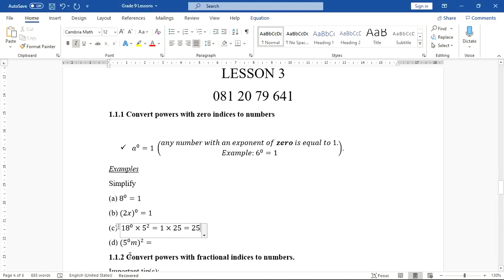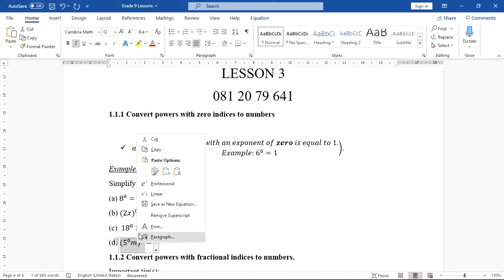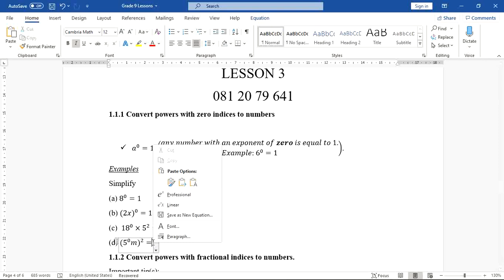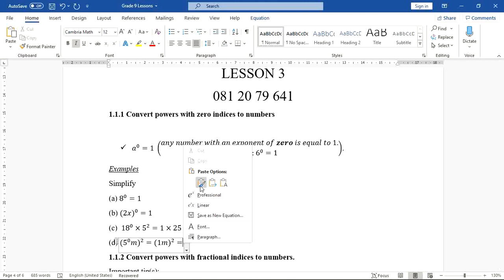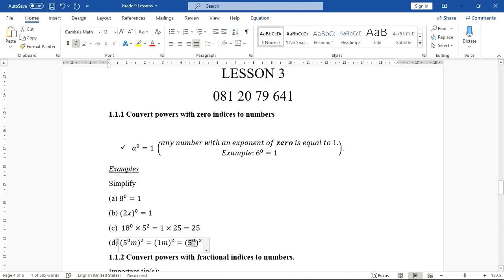What about in part D? In part D, you have open bracket 5 exponent 0 times m, close the bracket, exponent 2. This exponent is for everything inside, but we have 5 exponent 0 inside. That 5 exponent 0 is going to become 1, and then 1 times m will just be m. So m will be the final answer.